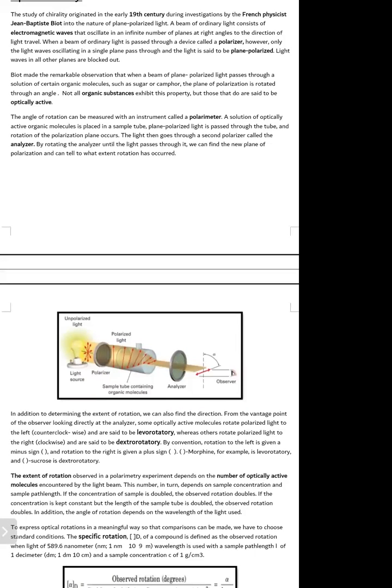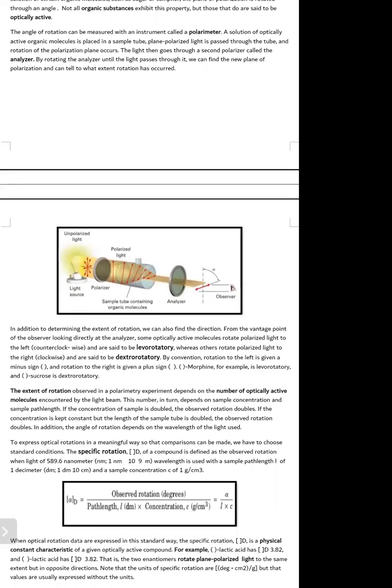The light then moves to a solution of optically active organic molecules placed in a sample tube. Plane polarized light is passed through the tube and rotation of the polarization plane occurs. The light then goes through a second polarizer called the analyzer. By rotating the analyzer until the light passes through it, we can find the new plane of polarization and tell to what extent rotation has occurred.